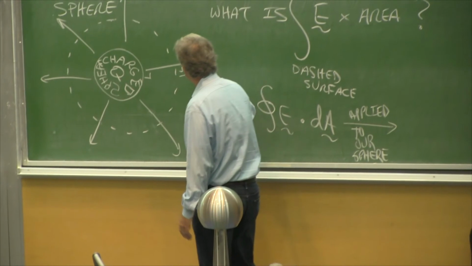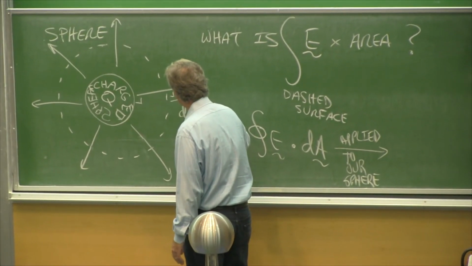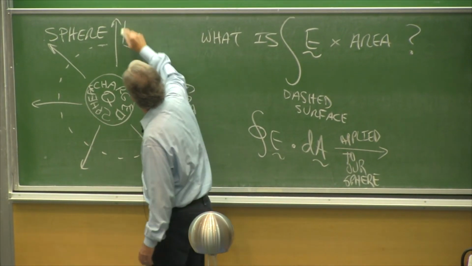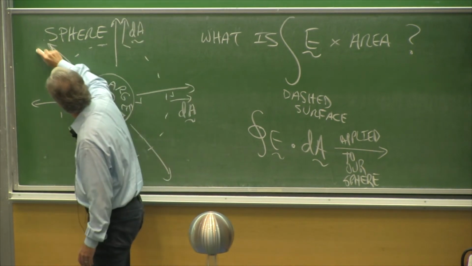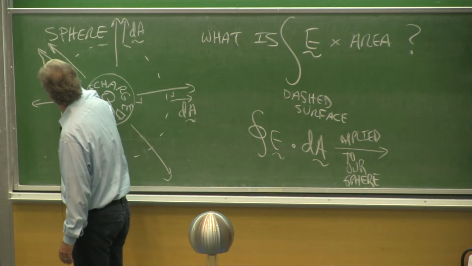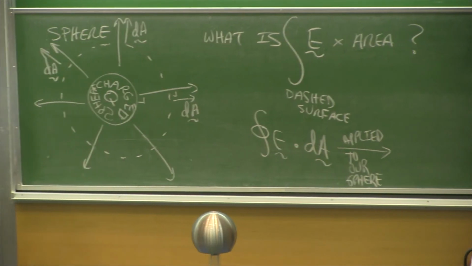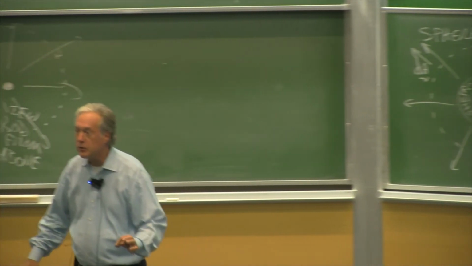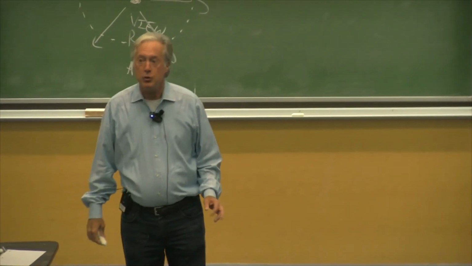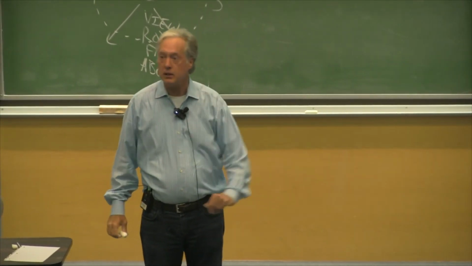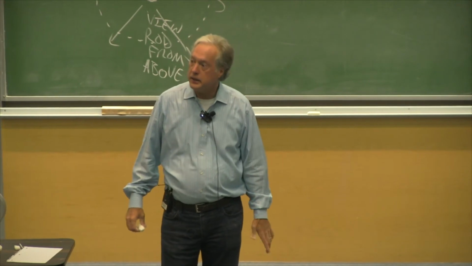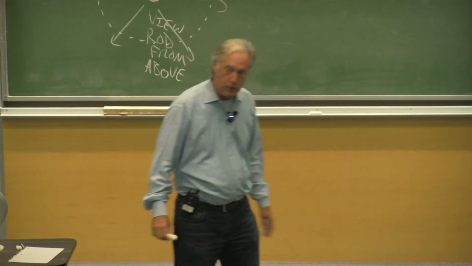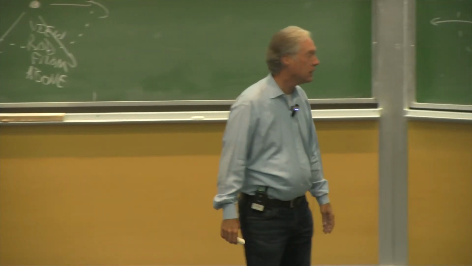Here's a dA element over here. Here's a dA element if we're up here. And here's one over here. So if you were a small insect crawling around on that surface, wherever you were, dA is perpendicular to the surface. It's always pointing straight out radially. And the electric field is also pointing out radially.